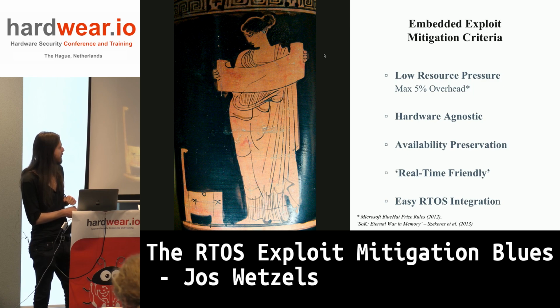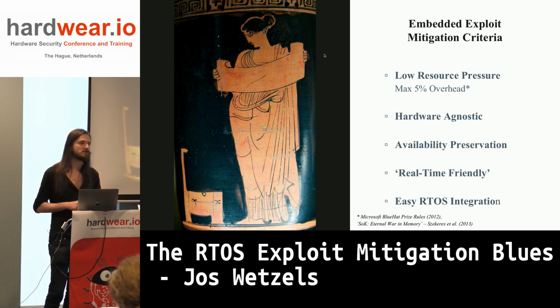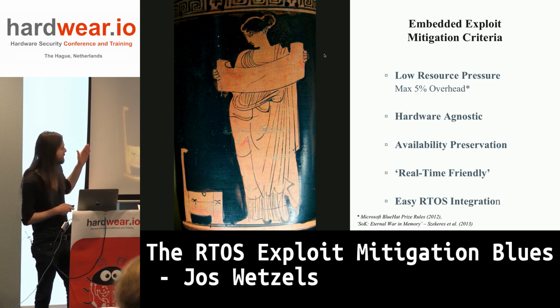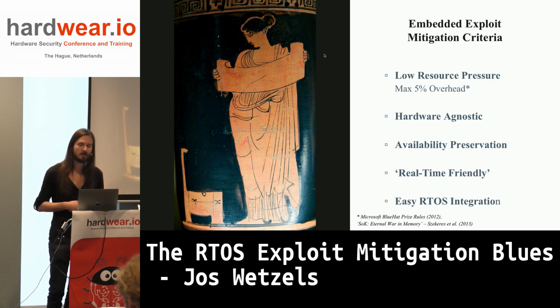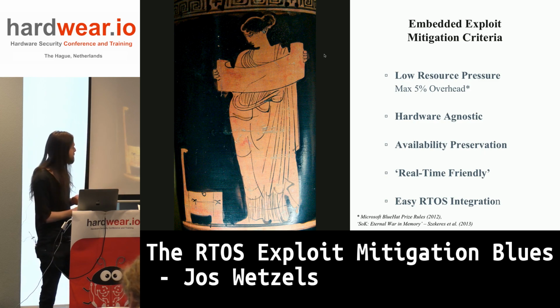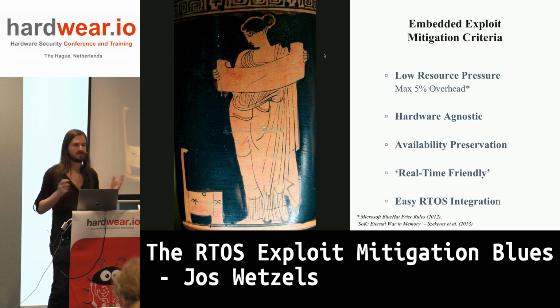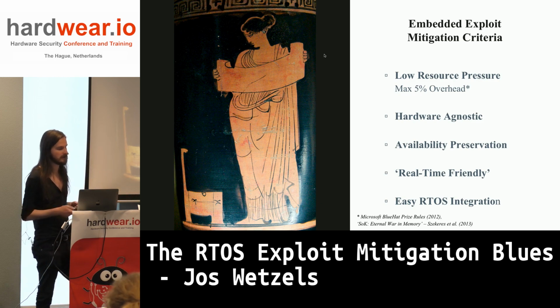Thirdly, you want to offer a degree, as good or as bad as possible, of availability preservation. At least as part of your response to detecting an attack, you should have a modular policy that allows for some availability preservation. You need to take real-time friendliness into account, so use deterministic code. You also should be easily integrable into existing RTOSes without requiring major design overhauls, because people are unlikely to do that.